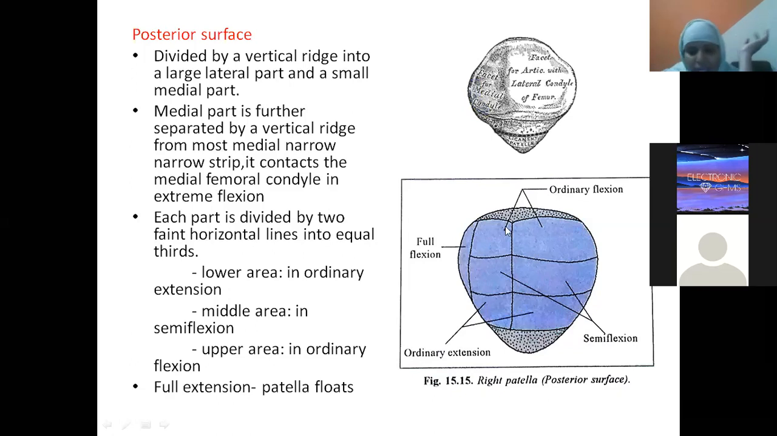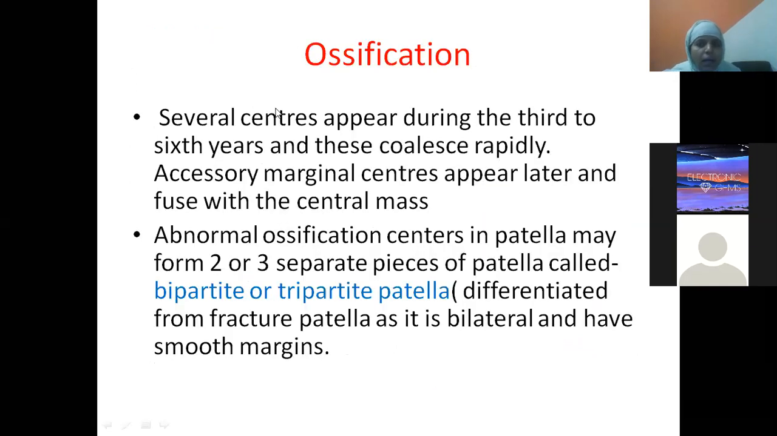This picture is given in any textbook. So patella can be a 5 marks question or 3 marks question, but a very favorite question of the examiner. Now, ossification: several centers appear during the 3rd to 6th years and they coalesce rapidly. Is it a primary ossification center? No, it's not a bone which is formed during intrauterine life. That's the reason you are not finding any.